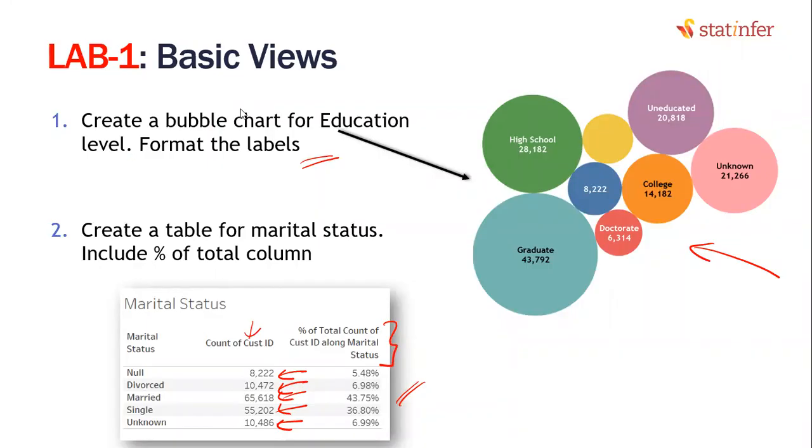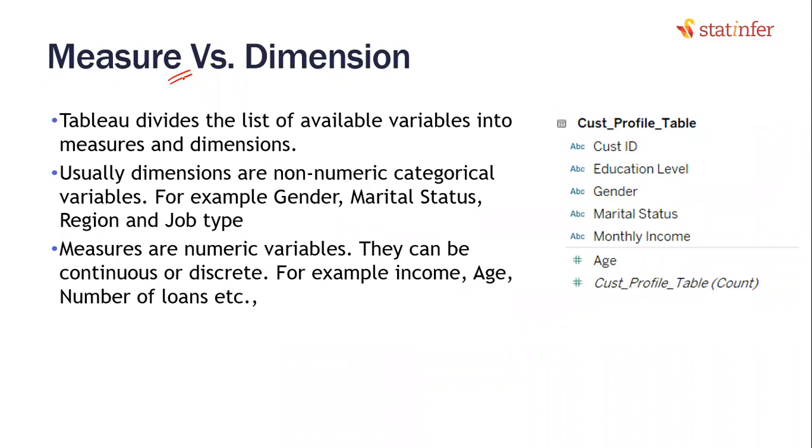All right. Once you are done with that lab session, let's once again understand the difference between measures and dimensions, because we hear the terms measure and dimension very frequently when we are working on Tableau. Dimensions are non-numerical columns in general. A dimension is a non-numerical categorical variable, something like gender. It takes values like male and female. Something like marital status, married, unmarried.